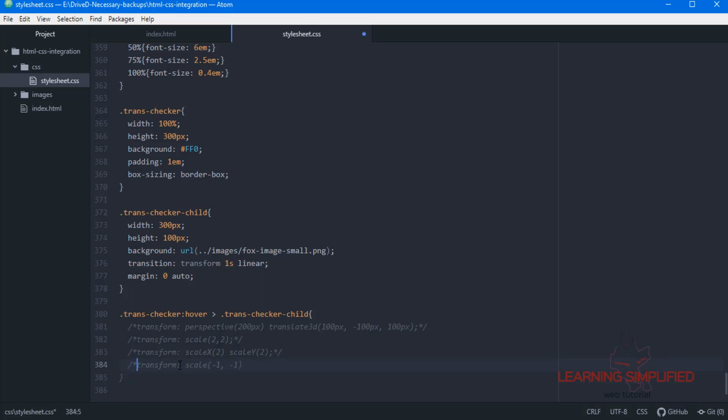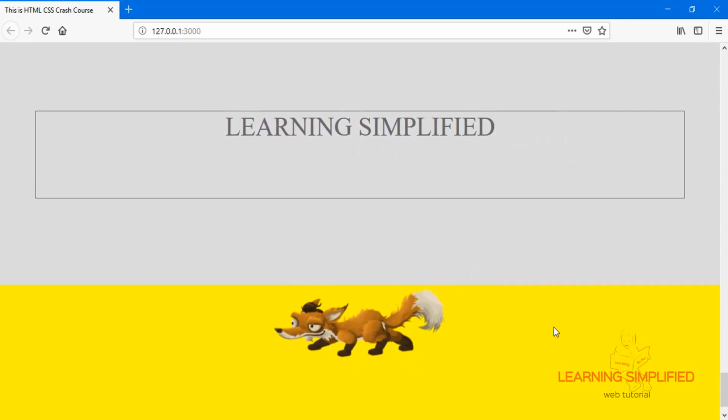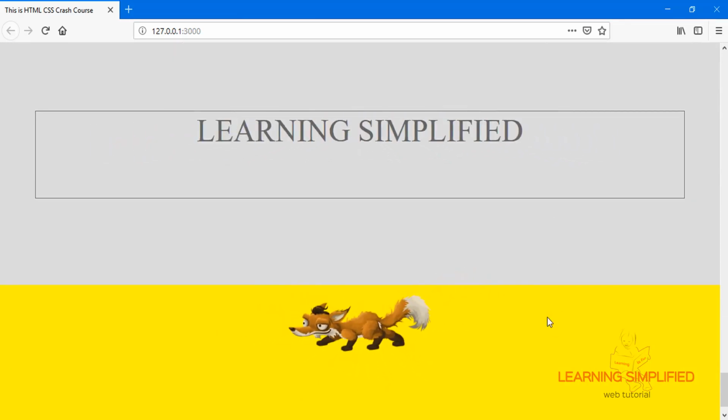Now in the next case, first of all, let's comment it off and turn this thing on. Get back to your project. This is the result. Double size increment in both directions.